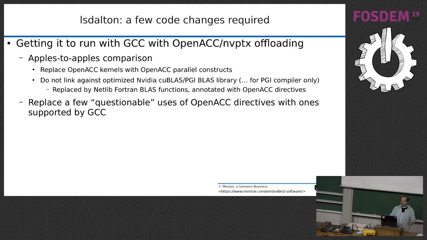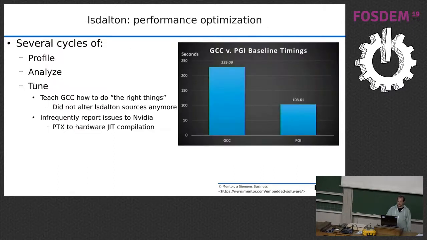We replaced these by the source code of these BLAS functions and annotated these with OpenACC directives. So that's in a way similar to this matrix multiplication example that I showed earlier. And there was some strange OpenACC directive usage, which apparently other compilers supported or ignored or whatever, so we replaced these. And then we had several cycles of profiling, analyzing, tuning.